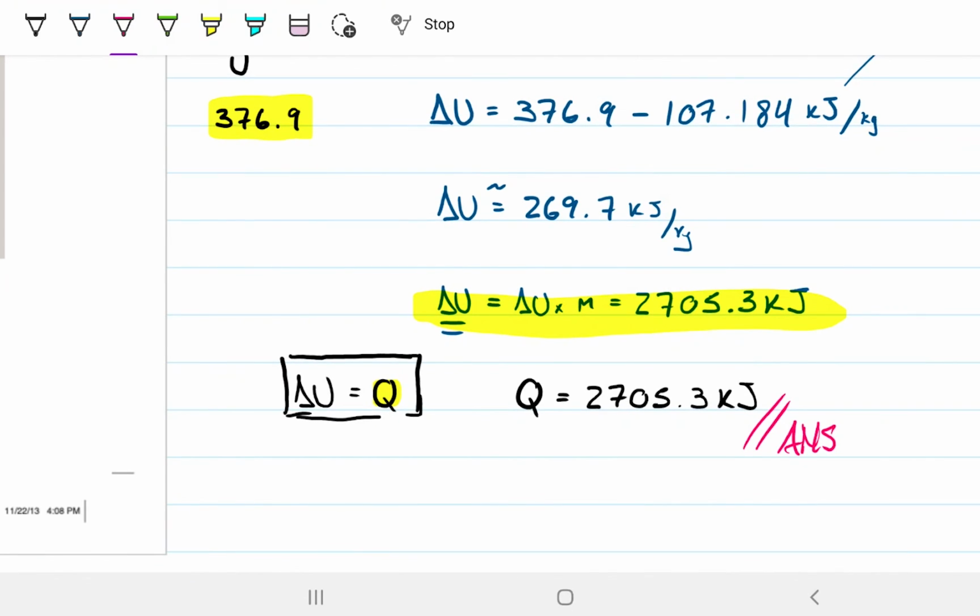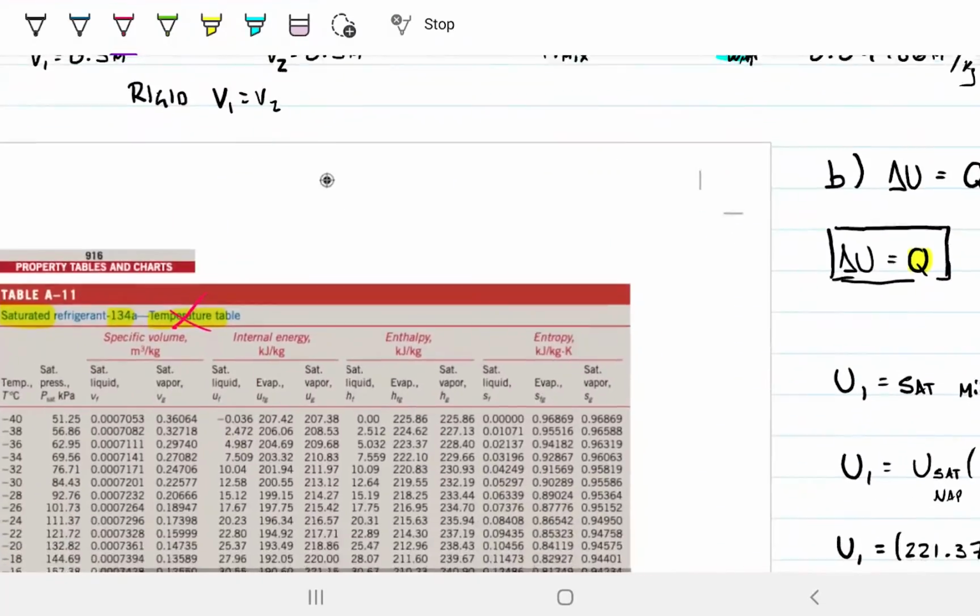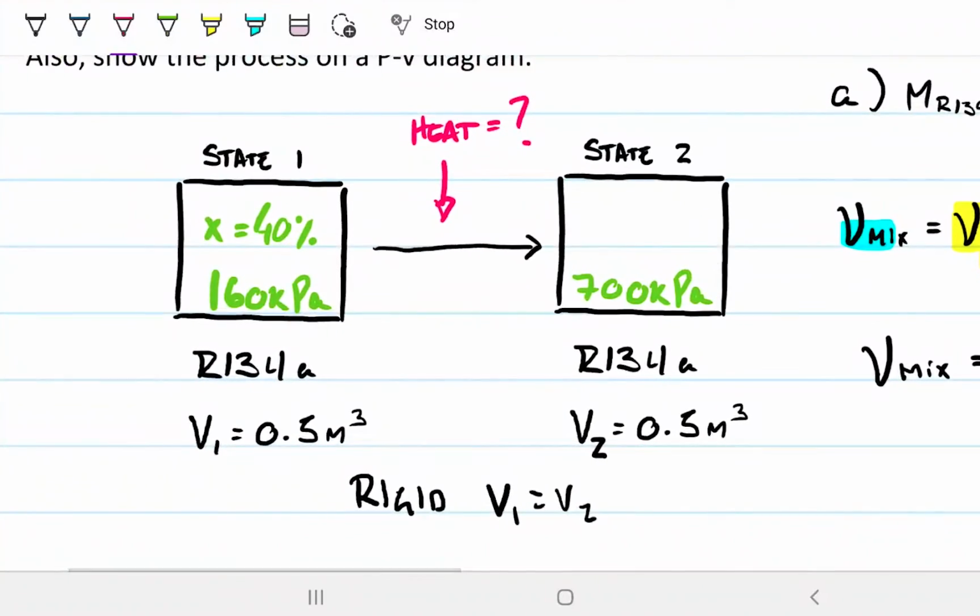So what we conclude from this one, if we go back to our original drawing, is that we're going from state 1 to state 2. We're going from a pressure of 160 all the way to a pressure of 700, and to do that, we're giving some heat to this refrigerant. The amount of heat given to this refrigerant is approximately 2700 kilojoules, because we know that it has to be the same as the difference in internal energy.